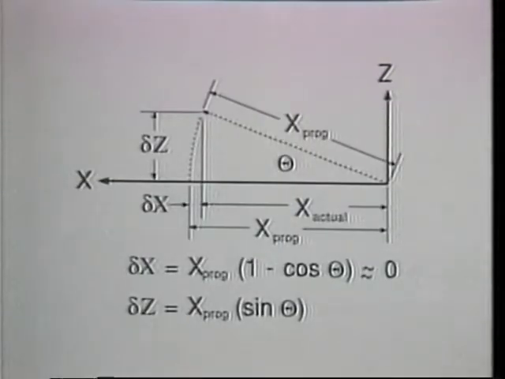The z-axis position error is the product of the sine of the squareness error angle and the programmed x-axis position. Notice that the squareness error also produces an x-axis position error. However, the x-axis error component equals the programmed x-axis position times the quantity of 1 minus the cosine of the squareness error angle. Since the cosine of a very small angle is nearly 1, the x-axis position error is negligible for small angles and moderate values of programmed x-axis positions.